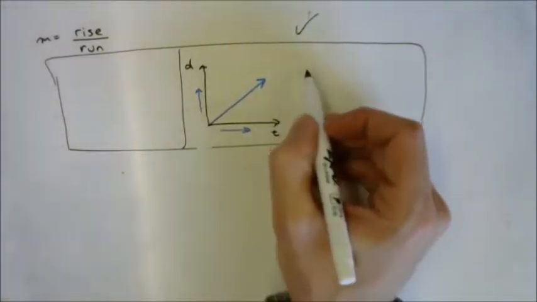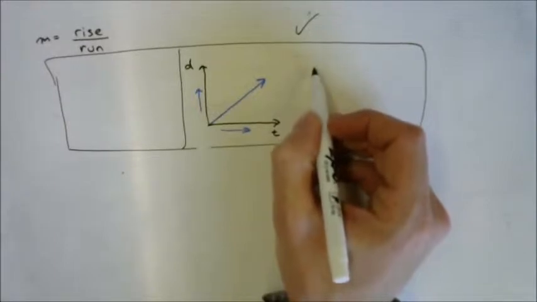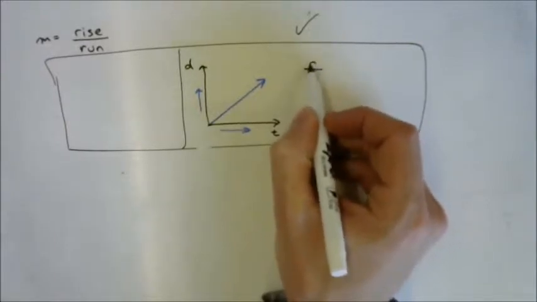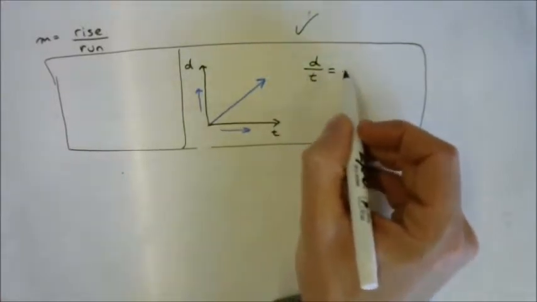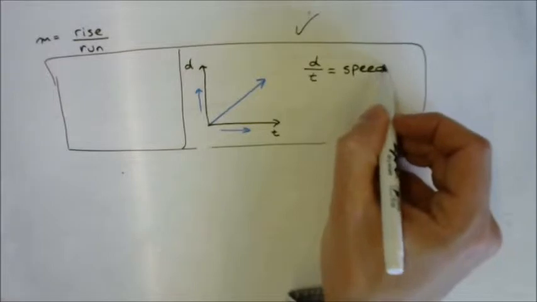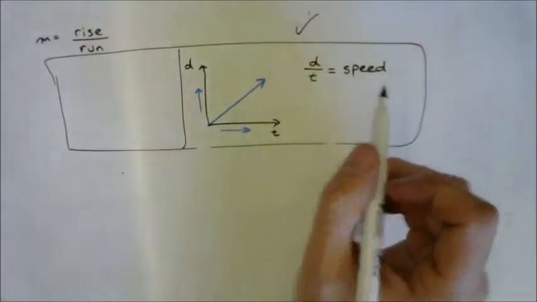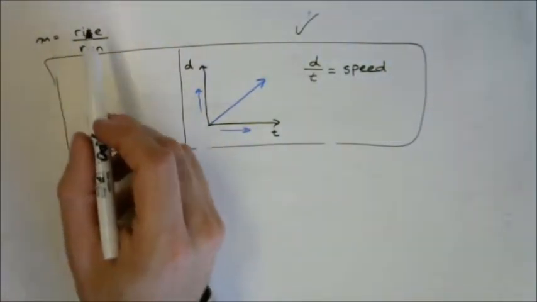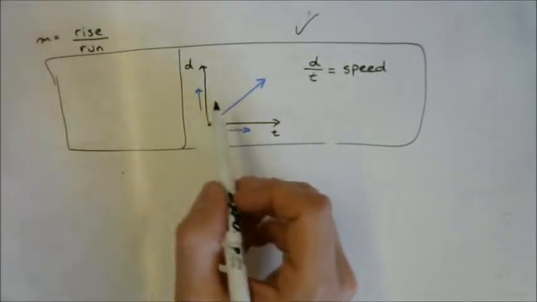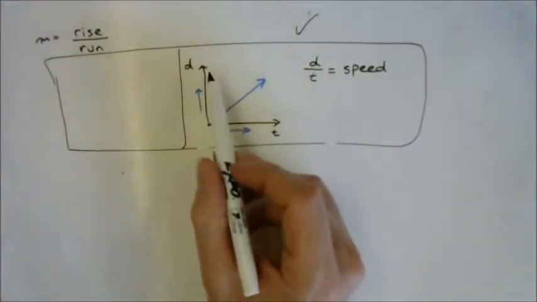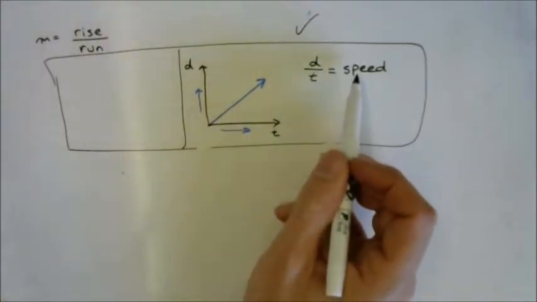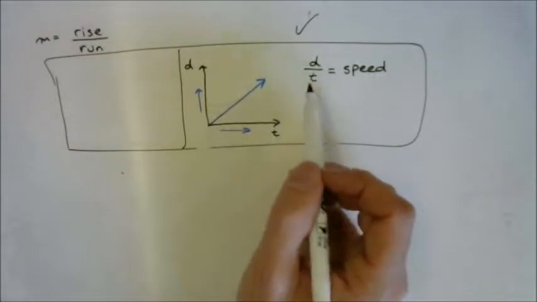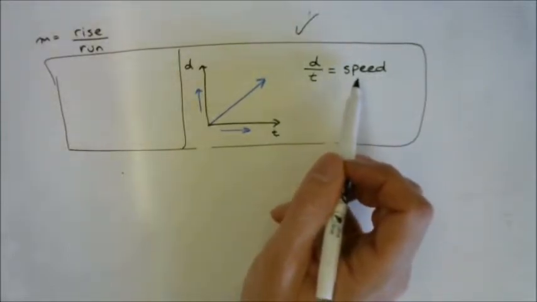So if we calculate the distance that it goes in a certain amount of time, we will actually have been calculating its speed. Now let's look at our equation again for slope. Slope is rise over run. Look, distance is the rise, time is the run, and it equals speed. So the slope is related to a rate of change.